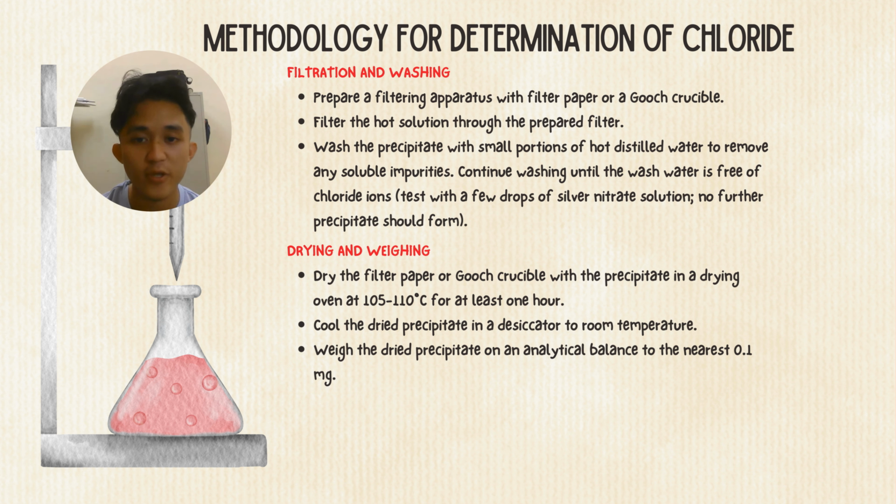Drying and weighing. Dry the filter paper or Gooch crucible with the precipitate in a drying oven at 105 to 110 degrees Celsius for at least 1 hour. Cool the dry precipitate in a desiccator to room temperature. Weigh the dry precipitate on an analytical balance to the nearest 0.1 mg.